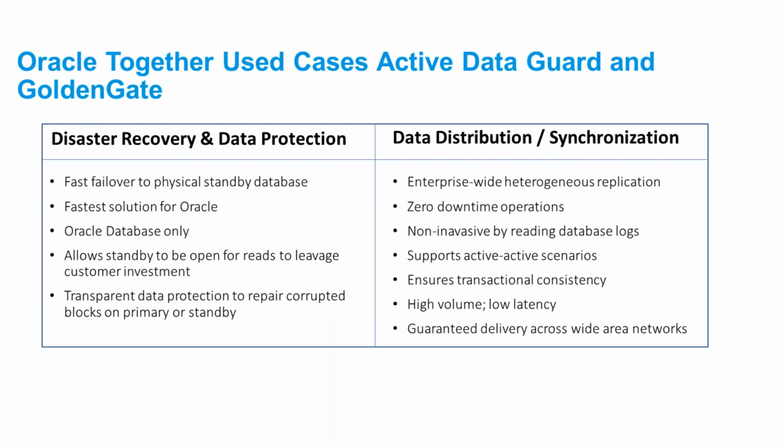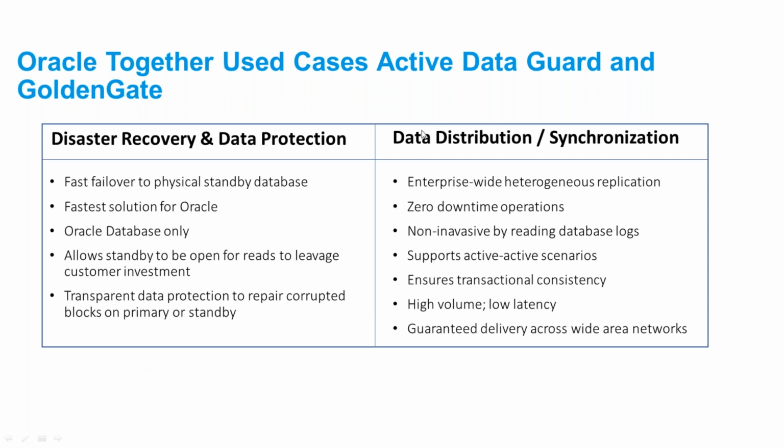So together use cases: disaster recovery and data protection, data distribution and data synchronization. Fast failover to a physical standby database, the fastest solution for Oracle. This is available only for Oracle database. It allows the standby to be open for reads to leverage customer investment, and transparent data protection to repair corrupted blocks on primary or standby. So this is for Data Guard.